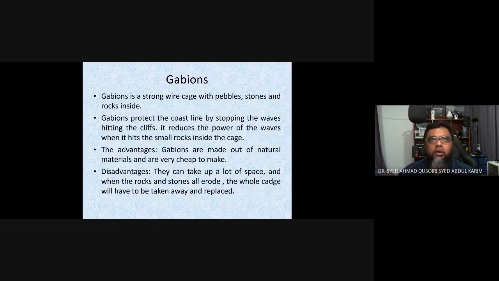And then they need a strong wire cage. Protect coastline. Made out of natural material. Very cheap to make. Kan? Just dawai dan batu. Disadvantage, lot of space. So when the rock and stone all erode, the whole cage need to be taken away. Saya rasa sangka tu lagi cepat rosak daripada batu kat dalam tu.